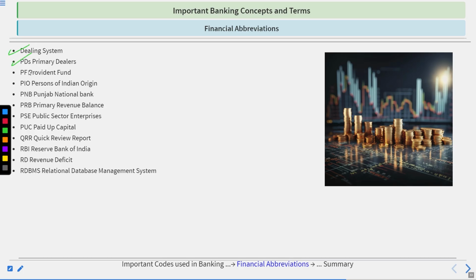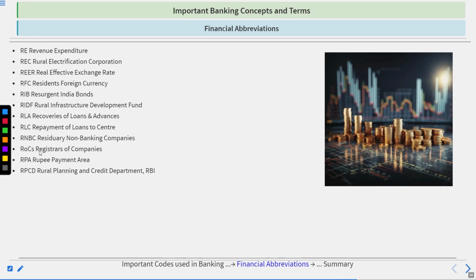Dealing System, PDS Primary Dealers, PF Provident Fund, PIO Persons of Indian Origin, PNB Punjab National Bank, PRB Primary Revenue Balance, PSE Public Sector Enterprise, PUC Paid Up Capital, QRR Quick Review Report, RBI Reserve Bank of India, RD Revenue Deficit, RDBMS Relational Database Management System, RE Revenue Expenditure, REC Rural Electrification Corporation, REER Real Effective Exchange Rate, RFC Resident Foreign Currency, RIB Resurgent India Bonds, RIDF Rural Infrastructure Development Fund, RLA Recoveries of Loans and Advances, RLC Repayment of Loans to Center, RNBC Residuary Non-Banking Companies, ROC Registrar of Companies, RPA Rupee Payment Area, RPCD Rural Planning and Credit Department, Reserve Bank of India.